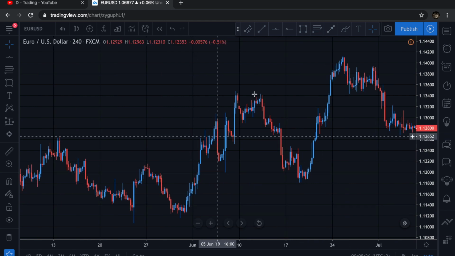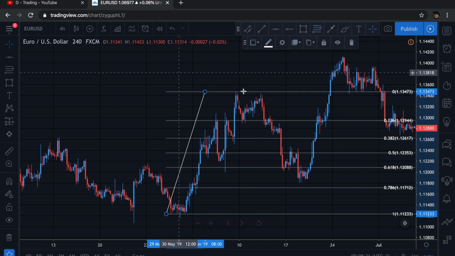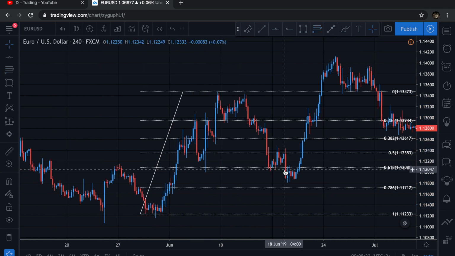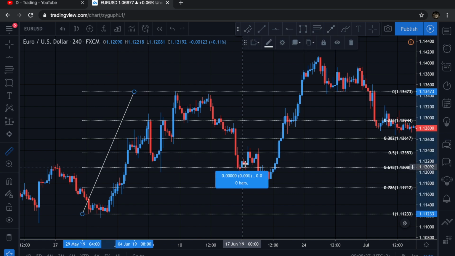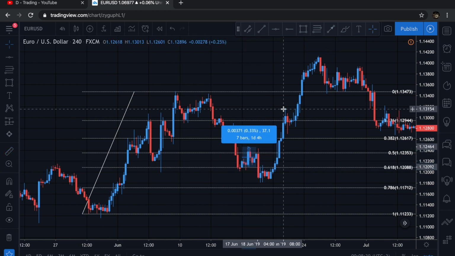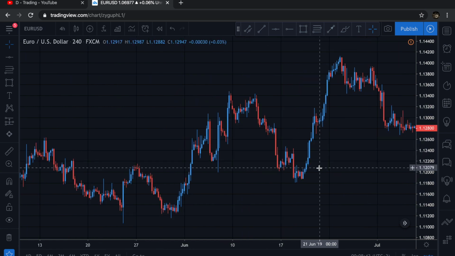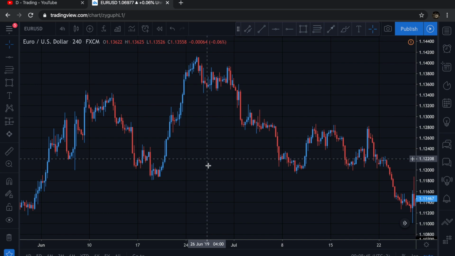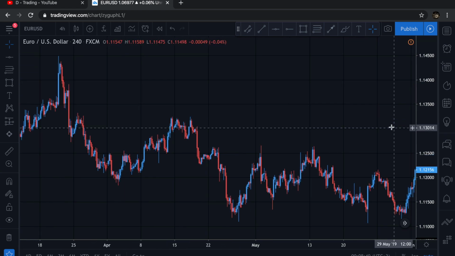For example, over here, if you start at the bottom, you place at the top, 61.8. Look at this. It came here, touched 61.8, 37 pips. Not a lot, but like I said, whatever the market gives you is what we care about. And the bigger the trend, the bigger the move, the bigger the reward is going to be.